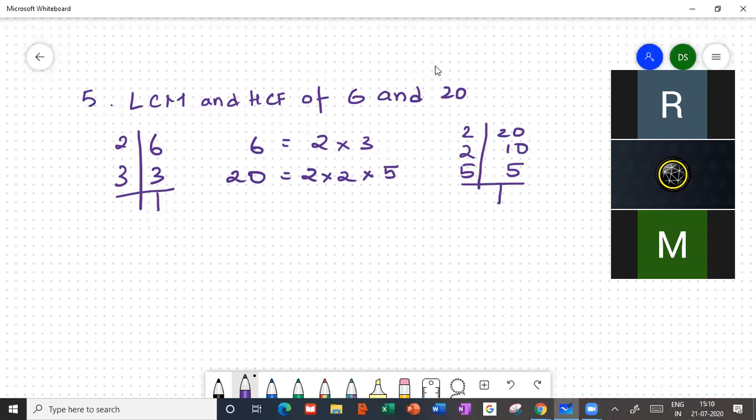Okay, yeah, most of you answered. So only 2 is common between the two, isn't it? So HCF is 2.